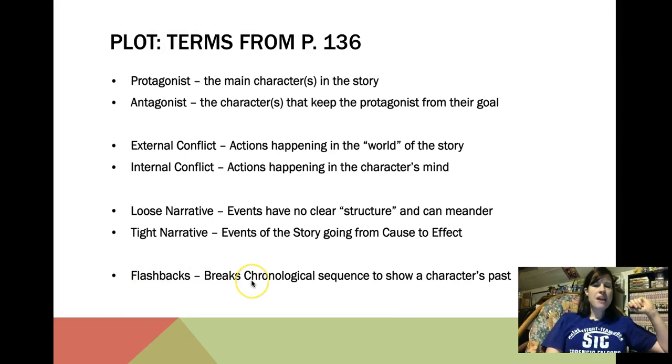And then flashbacks, we as a culture should know what those are because we see them all the time. They're just breaks in the chronological sequence to show us a character's past. So when we see a flashback in a show, it's often in sepia tone or black and white, or it's filmed in a different way so that we, the audience, will know that we're looking at something from a different time period.